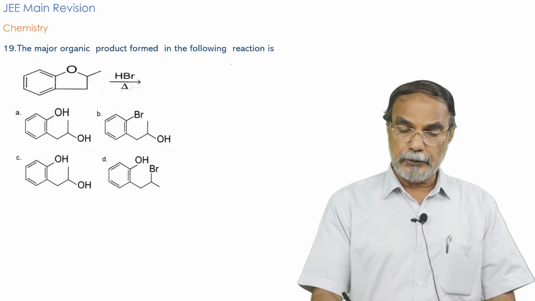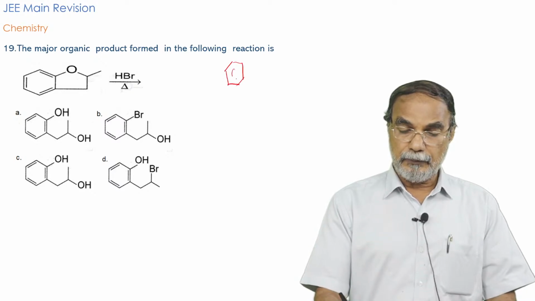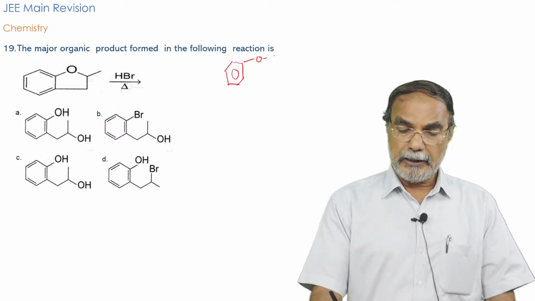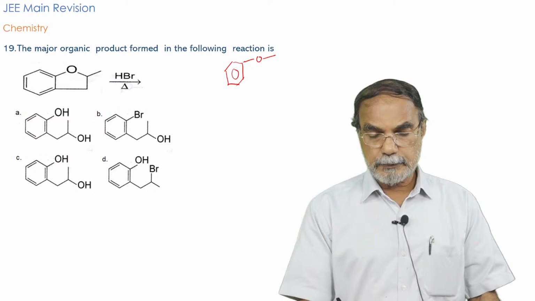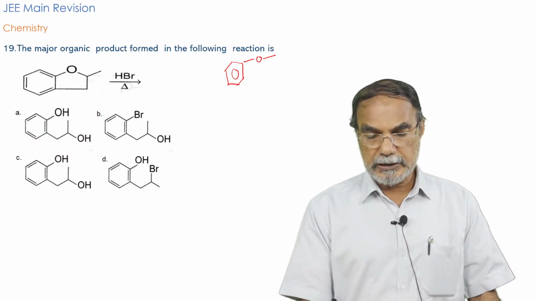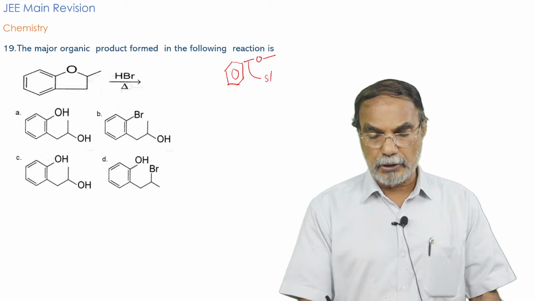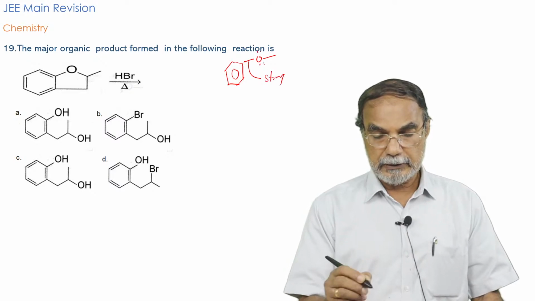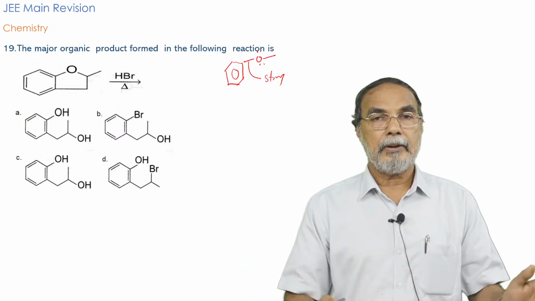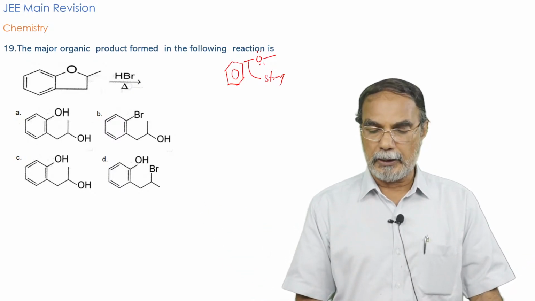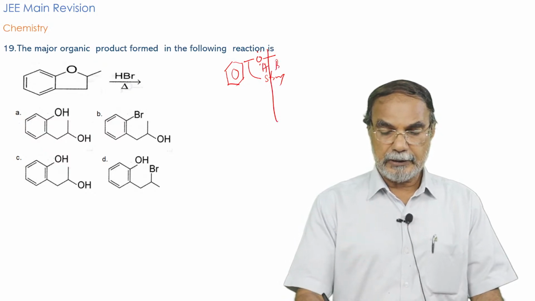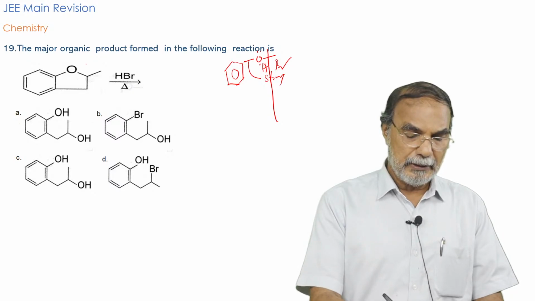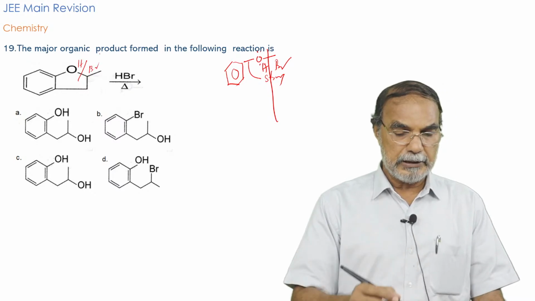And I have already told you on many occasions that when you have an ether where the oxygen is attached to a phenyl group, the bond between oxygen and the phenyl group is pretty strong due to resonance, and the bond is not easily cleaved on reaction with HI or HBr. So the cleavage will always take place in this fashion with the hydrogen here and the bromine here. That is the cleavage taking place.